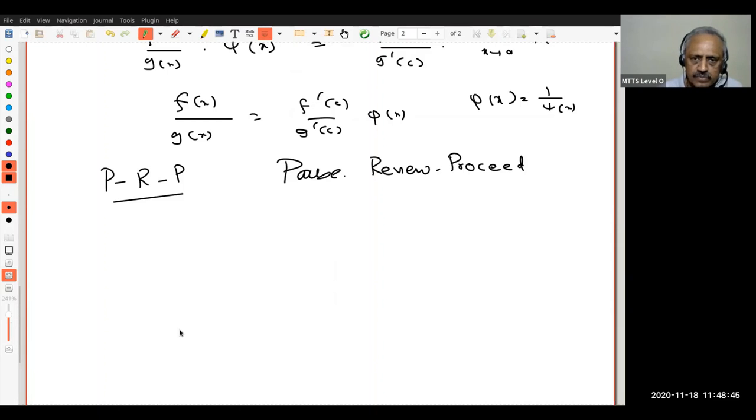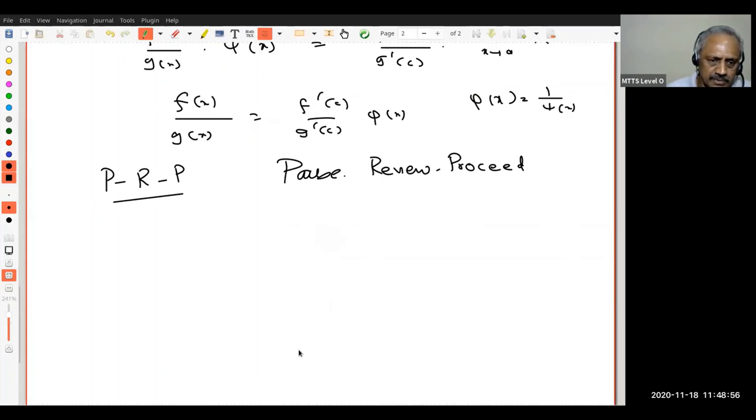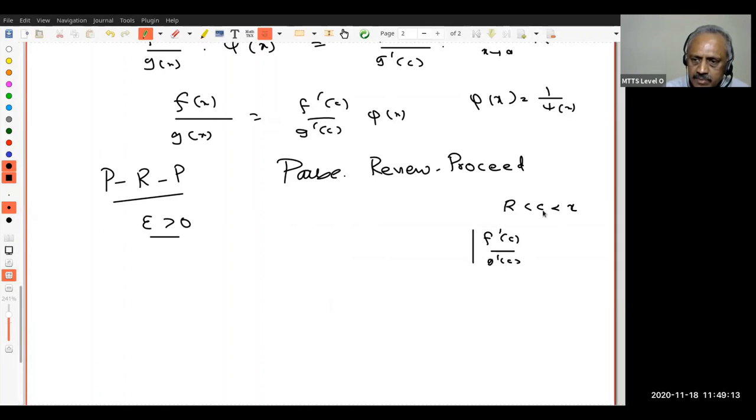Right. Now, how to do these things? Let's look at what I need. I know this is less than L. To prove this, let epsilon be given, because I want to prove the result rigorously. Then what do I know? I will have to choose an R sufficiently large so that f'(c) by g'(c) minus L, for any c greater than R, is less than epsilon by 2, because I made it two terms. You will see why.